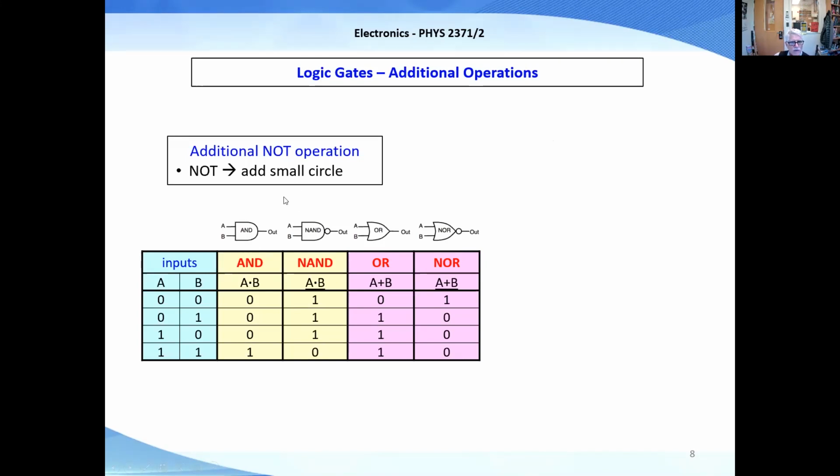Okay, so you can do additional NOT operations. Here we have an AND, and if we put a small circle on it, then you take whatever output the AND gets and you NOT it, and that's a NAND. I put a bar underneath it because it wasn't that easy to put the bar on top of it, but it just means you're taking A and B and then NOTing it.